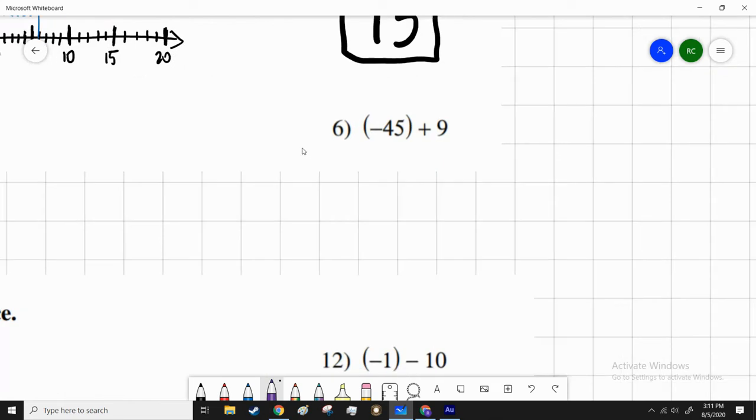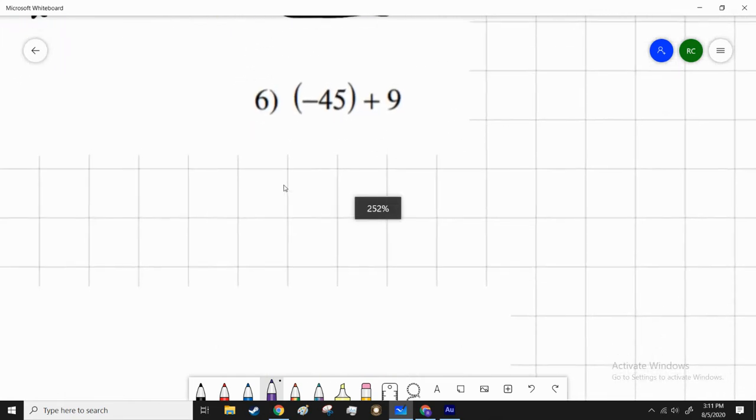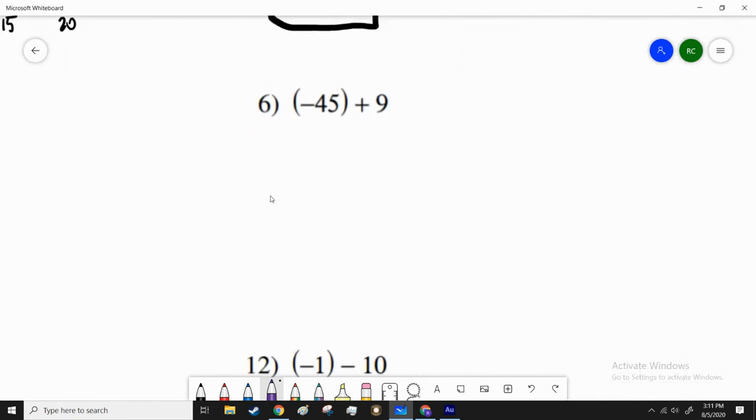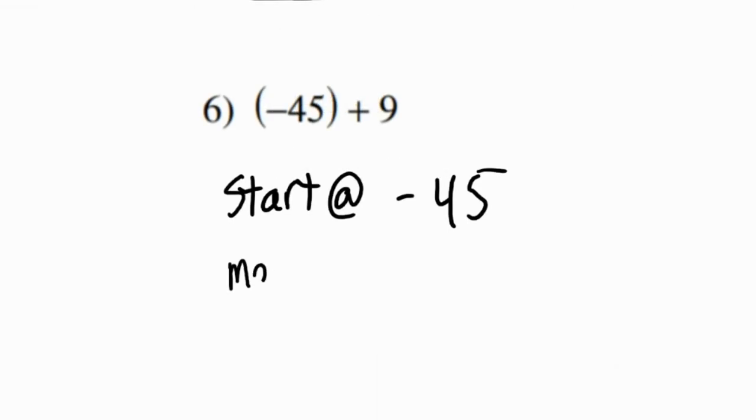Okay, number 6. Negative 45 plus 9. Well, now I know we are outside of our number line's reach, and I'm not going to make a number line that goes all the way down to negative 45. So let's think about this. If I'm starting at negative 45, and I'm adding 9, I'm going to be moving up 9.